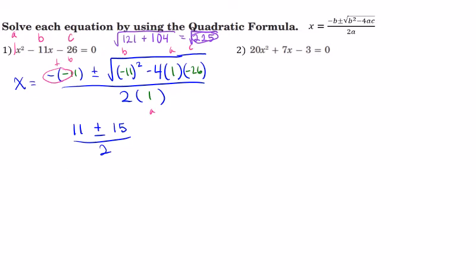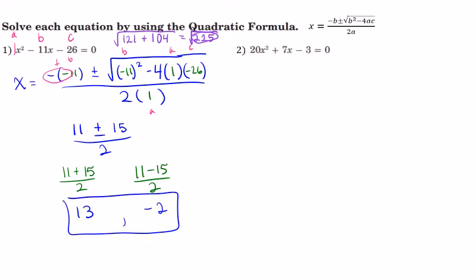So we're going to do 11 plus 15. You don't have to show this work. You can go straight to the answers from here. So I have 11 plus 15, which is 26, divided by 2 is 13. And then here I have 11 minus 15, which is negative 4, divided by 2, which is negative 2. Okay, so there are two solutions. They're both rational. They're real, of course. And that's what happens when we have a positive value for B and a perfect square, is we end up with rational real solutions.